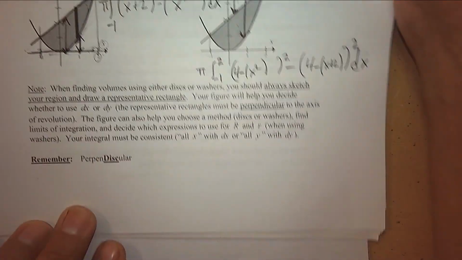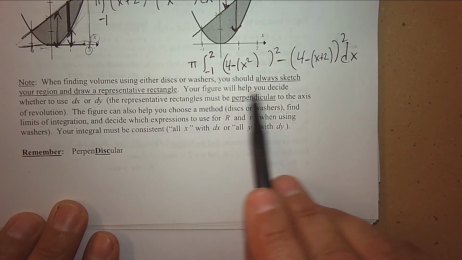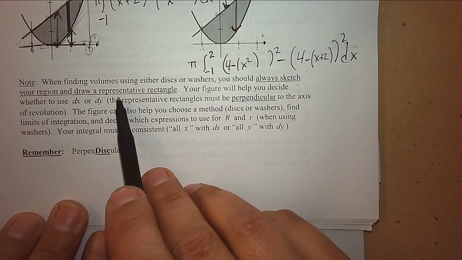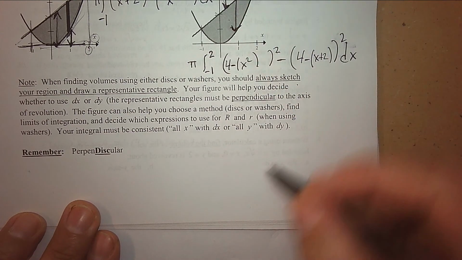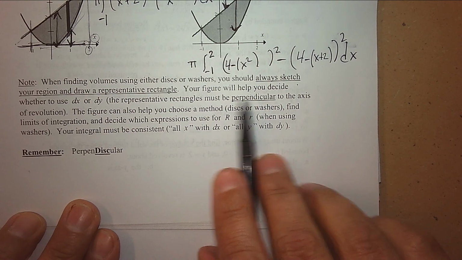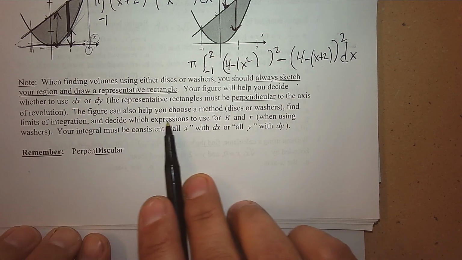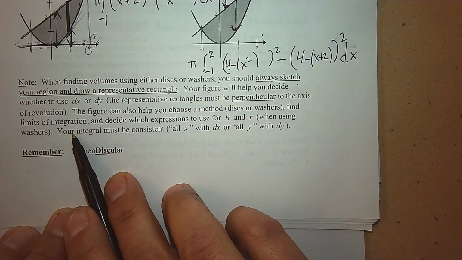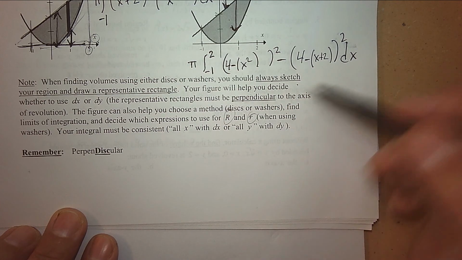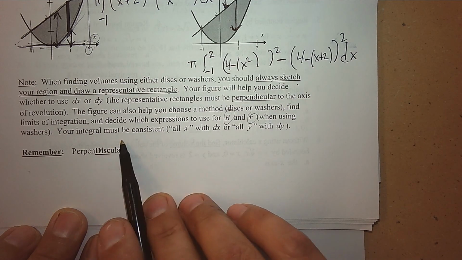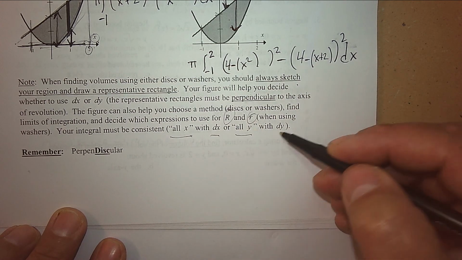All right, note. We'll end here. When finding volumes using either discs or washers, you should always sketch your region and draw a representative rectangle. That's that line, right, that I did with the arrow? Your figure will help you decide whether to use dx or dy. The figure can also help you choose a method to find limits and to decide what's top and what's bottom, what's the big radius and what's the small radius. Your integral must be consistent. All x and dx and all y and dy.